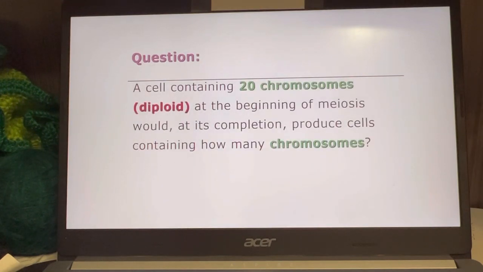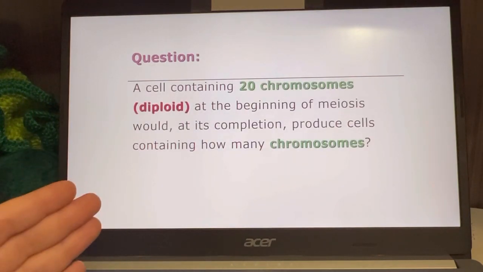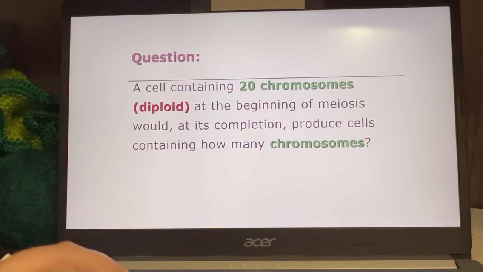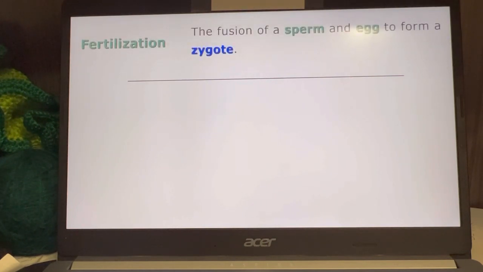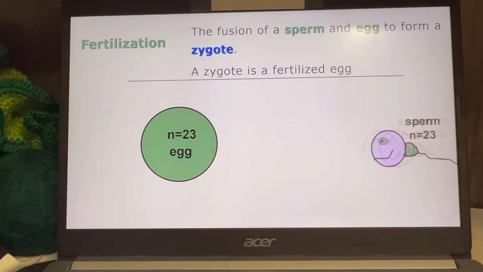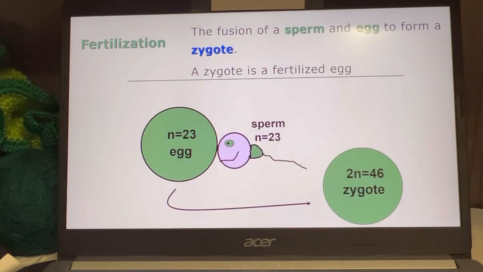All right, next question. A cell containing 20 chromosomes, so it's diploid, at the beginning of meiosis would, at its completion, produce cells containing how many chromosomes? Pause it, answer the question. The answer should be 10 chromosomes because it is haploid cells. Diploid is 20, so haploid is 10. Alright, fertilization. The fusion of a sperm and an egg forms a zygote. A zygote is a fertilized egg. So our egg is n of 23, our sperm is n of 23, and our zygote is 2n of 46.